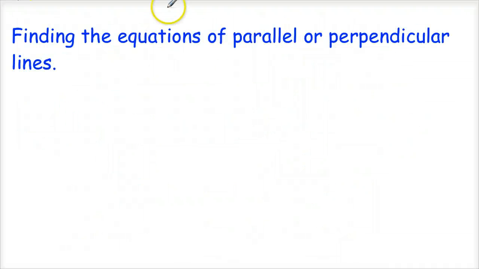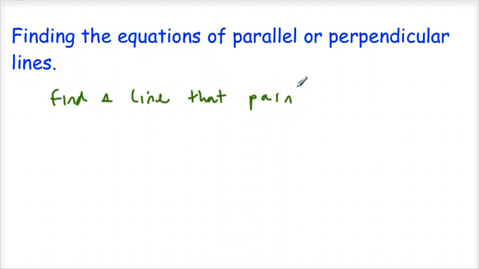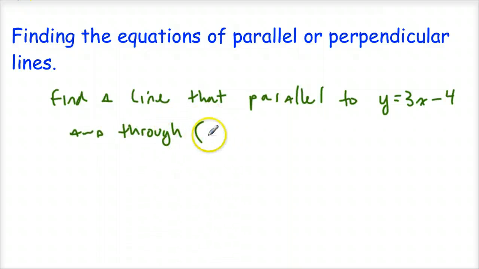Sometimes you'll have examples where it says find a line parallel to the given line and through a certain point. So let's do one of these. Let's say, find the equation of a line that is parallel to y equals 3x minus 4 and through (-1, -6). Okay, so I want to find a line.